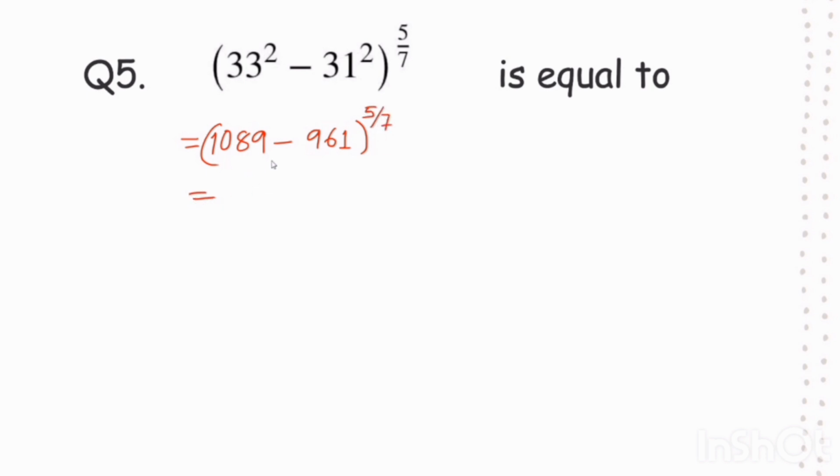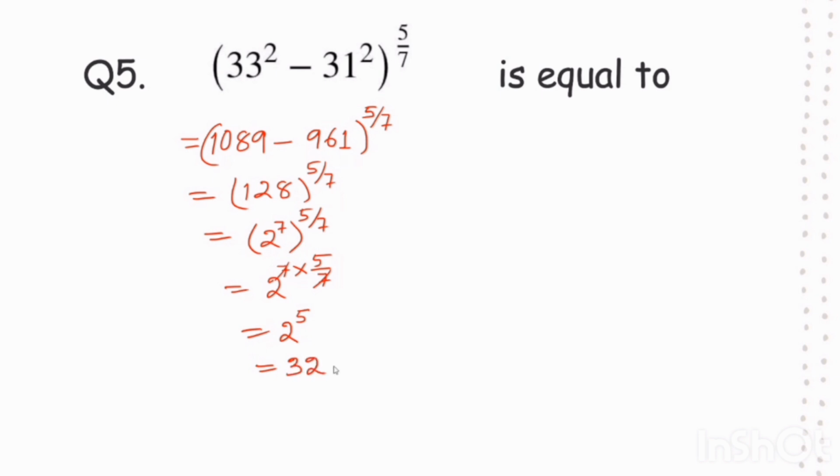Now if we subtract 961 from 1089, we get 128. Now 128 whole raised to the power 5 by 7, and 128 is equal to 2 raised to the power 7, whole raised to the power 5 by 7. Now it's also power of power, that means both the exponents will be multiplied, 7 into 5 by 7, and here we can reduce this 7, and we get 2 raised to the power 5, and 2 raised to the power 5 equal to 32.